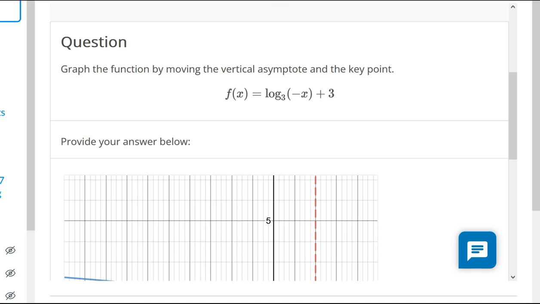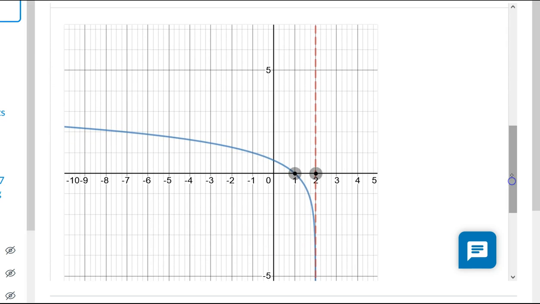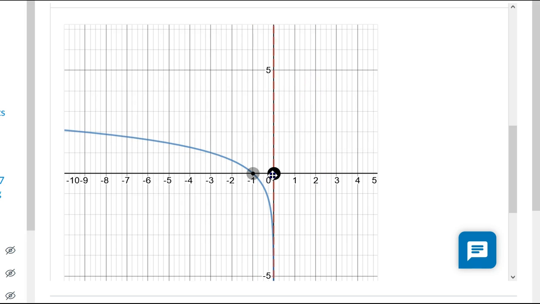Here we go. I was able to pull up the same problem in Newton Alta. So log base 3 of negative x plus 3. Remember, we found the vertical asymptote by setting the inside equal to 0. So when I set negative x equal to 0, divide both sides by negative 1, I get x equals 0. So watch, the first thing I'm going to do is slide this vertical asymptote, if it'll let me. I'm struggling to actually get it to do. There it goes. And that's a pen thing, not a Newton thing.